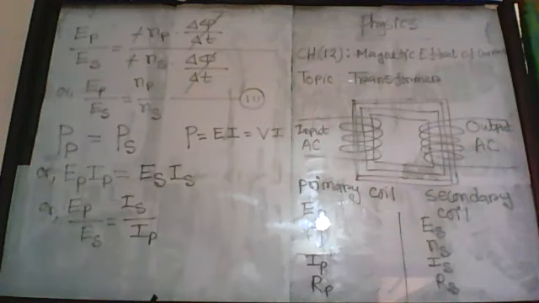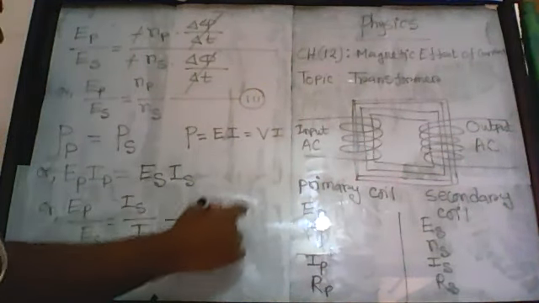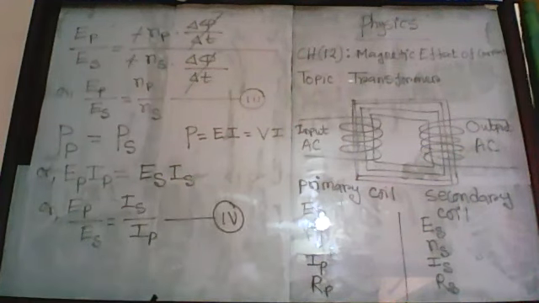Now this one is equation number 4. If you consider equation 3, then you see that E_P by E_S equals N_P divided by N_S. And if you consider equation number 4, then you can also say that E_P by E_S equals I_S divided by I_P. So in total, E_P by E_S equals N_P by N_S equals I_S by I_P.